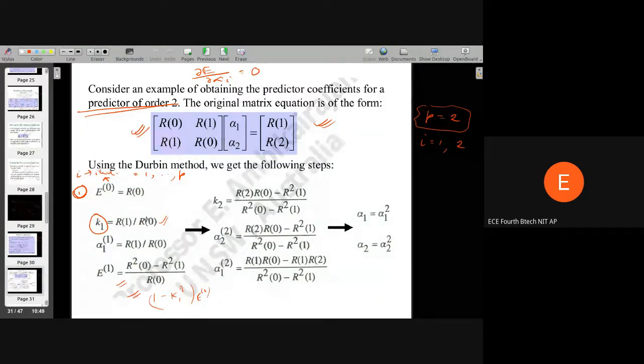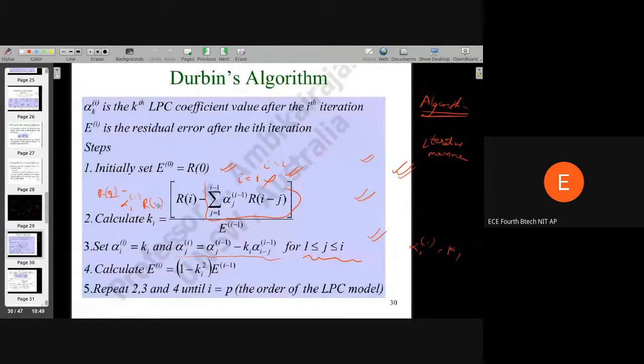So from that, you have all this. R of 1 you can definitely, you already have. Alpha 1 1 you found in the first.